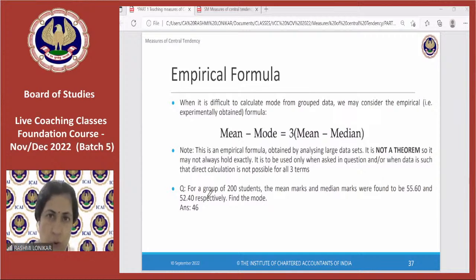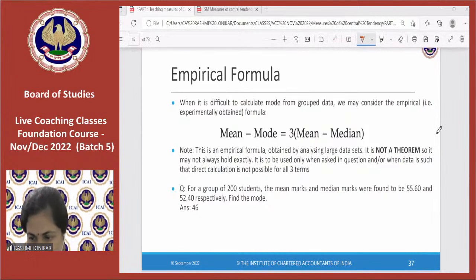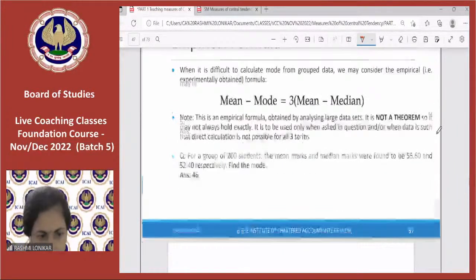So mean, median, mode, if two are available, you can easily find the third one. What they are saying is the difference of mean minus mode is 3 times the difference of mean minus median. Okay. So it is an empirical formula. It is not a theorem, so you don't have to know how it has come. You just have to remember this formula. Mean minus mode is equal to 3 times mean minus median. Okay. So let us quickly do this example.